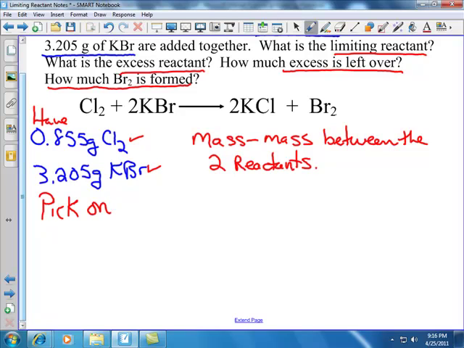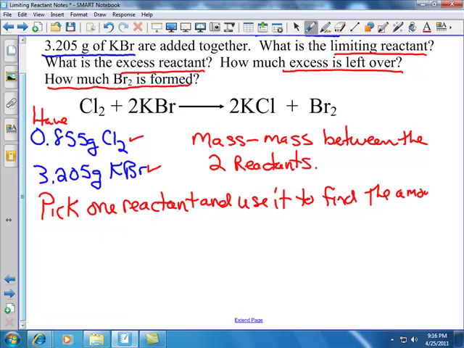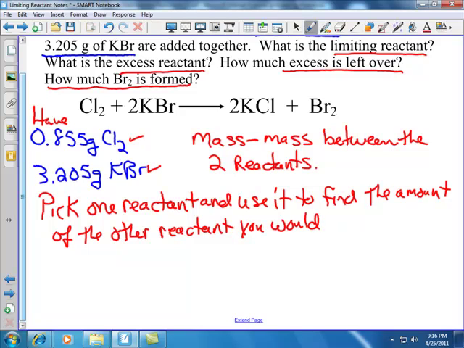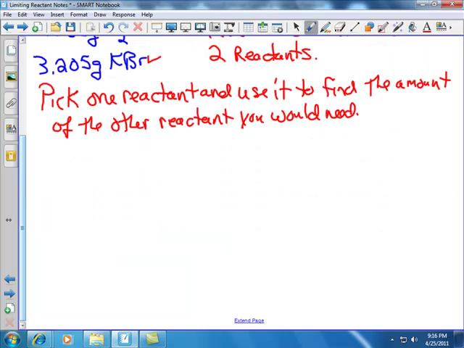You pick one reactant and use it to find the amount of the other reactant you would need. Okay, that's what you have to do. So now, that's exactly what I'm going to do.